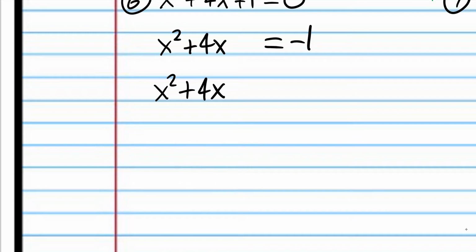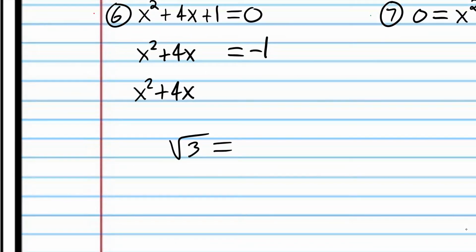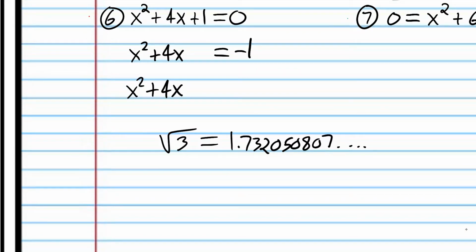Now, an example of an irrational number would be square root 3. That's not rational because what you'll find is that it's a non-terminating, non-repeating decimal. And you're probably thinking, what in the world does that mean? Well, if you go to your calculator and you plug in 3 and the square root button, you get 1.732050807, and it just keeps going on and on and on. And it doesn't repeat. Notice there's no repeating pattern here.